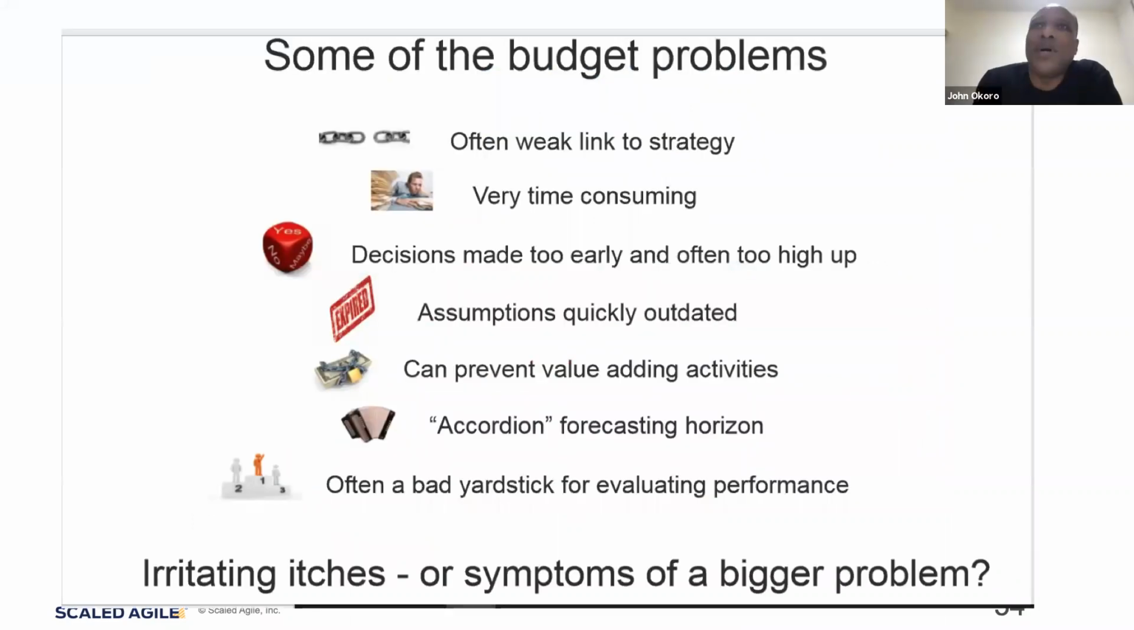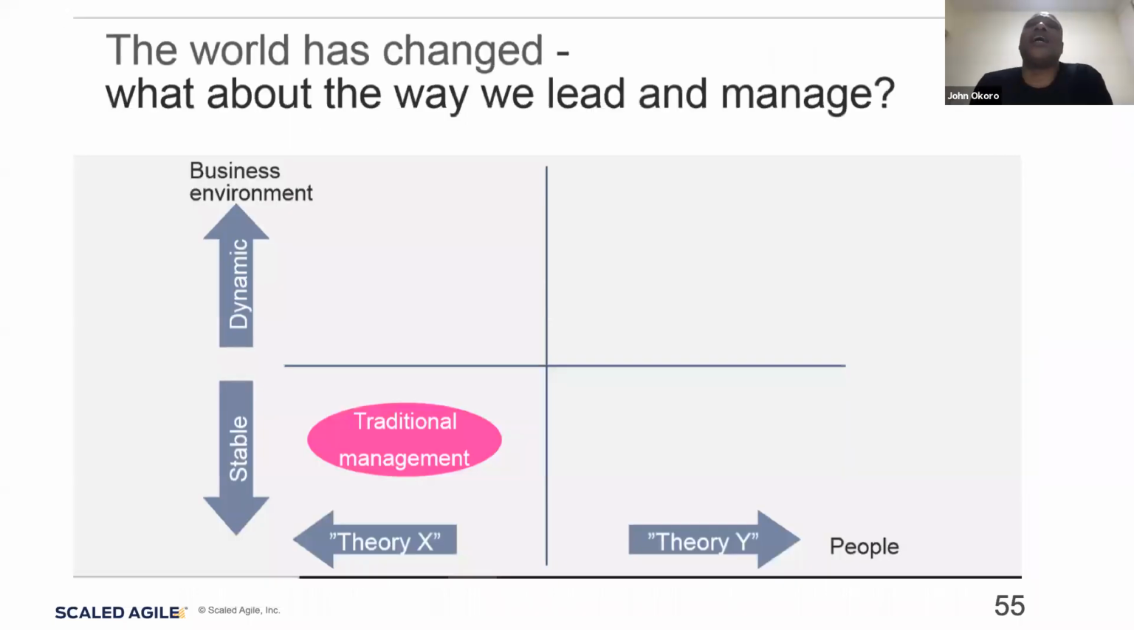Okay. So some of the budget problems: often a weak link to strategy, which is very true, right? You put money into projects, but it's not really tied to it. The budgeting process is very time consuming and can take a lot of your time. Decisions are made too early and too high up. You can see some of the rest there, right? The accordion forecasting horizons. You're always either forecasting or checking results. And often a bad yardstick for evaluating performance. So they say these are irritating itches, or symptoms of a bigger problem, right?